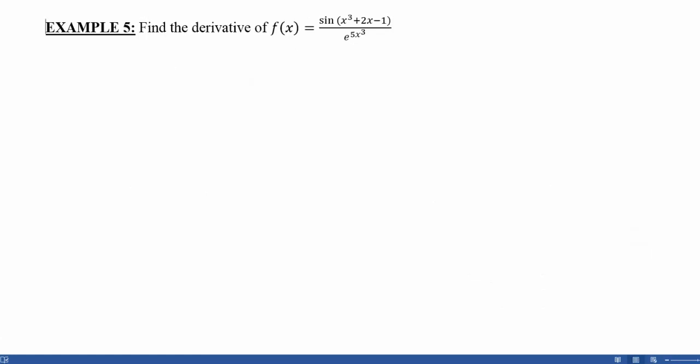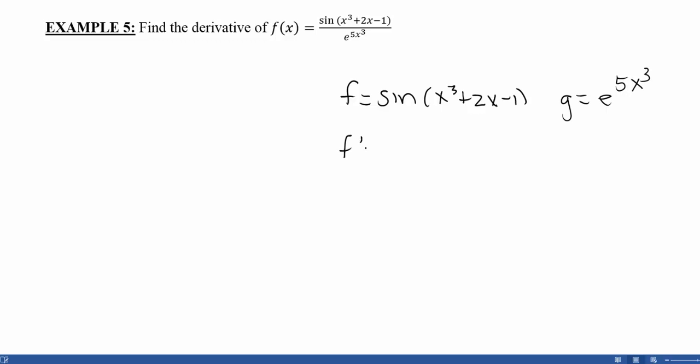Example 5. Find the derivative of f of x equals sine of x cubed plus 2x minus 1 over e to the 5x cubed. So this is another instance where we need to be extra careful because here our derivatives are going to involve chain rules within the quotient rule. So again, my f is always the function on top, so sine of x cubed plus 2x minus 1, and my g is e to the 5x cubed.